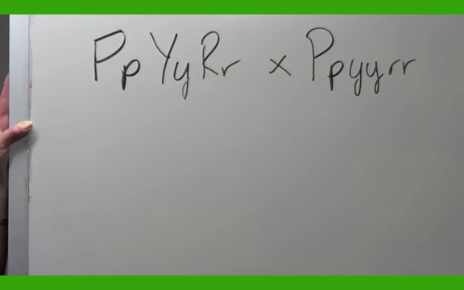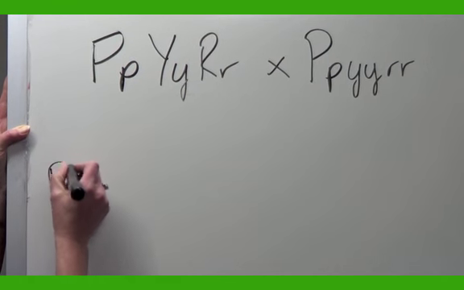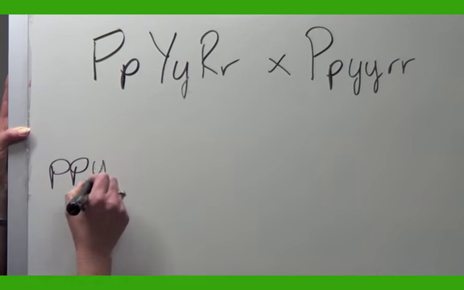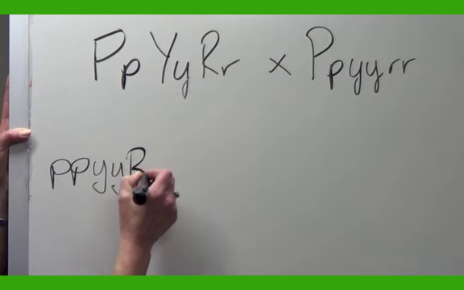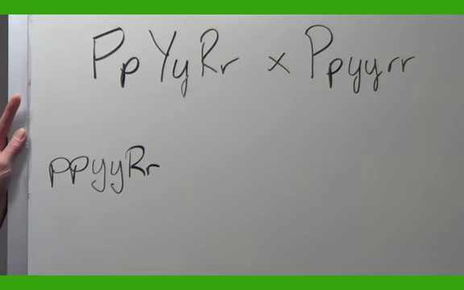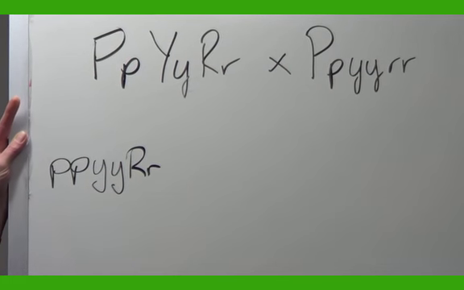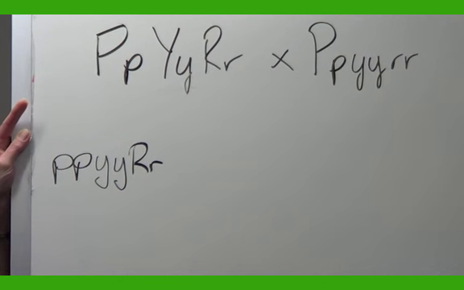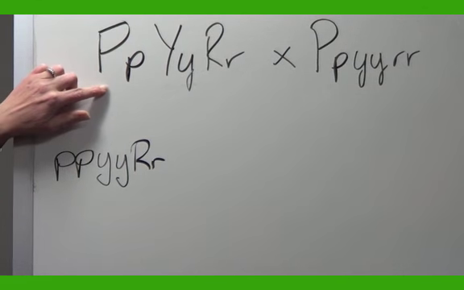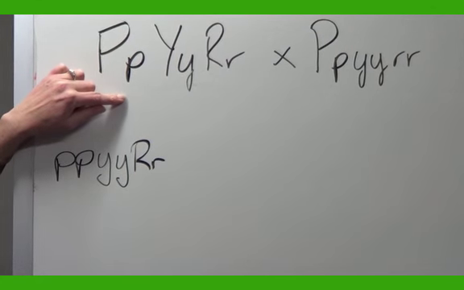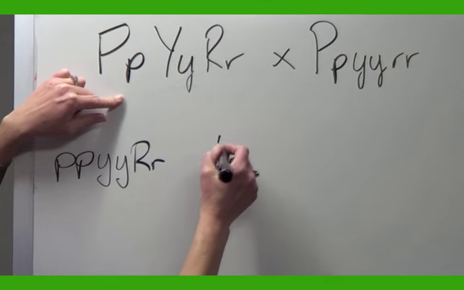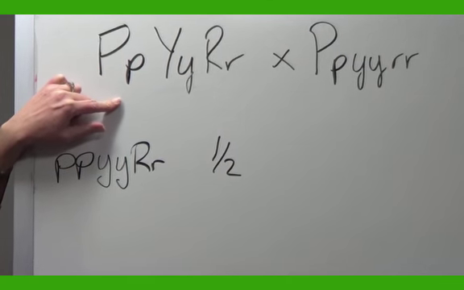What is the probability that we will get an offspring that has this genotype? Little p, little y, big R, big R. So what we have to do is determine for each parent what's the chance that they're going to give that allele. If we look at this first parent, what is the chance that this parent who has a big P and a little p is going to give a little p to this offspring? That would be 1/2. Do you all agree with me, I hope?